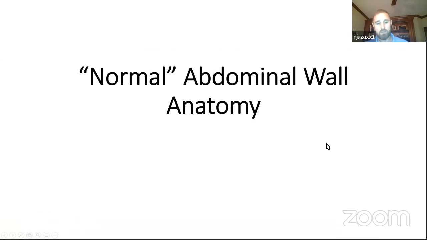And again, in order to understand abnormal, we first have to understand normal abdominal wall anatomy. Oddly enough, as I was going through some of my slide decks and trying to put this talk together, it's very hard to find some normal abdominal wall anatomy when all the CT scans you get sent are of massive hernias. But we're able to find some and put this talk together.